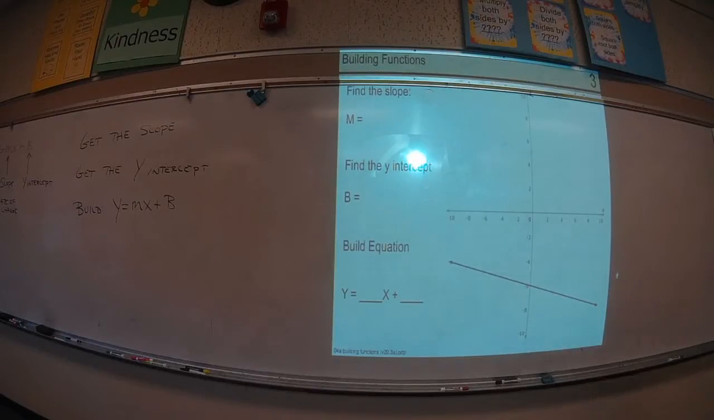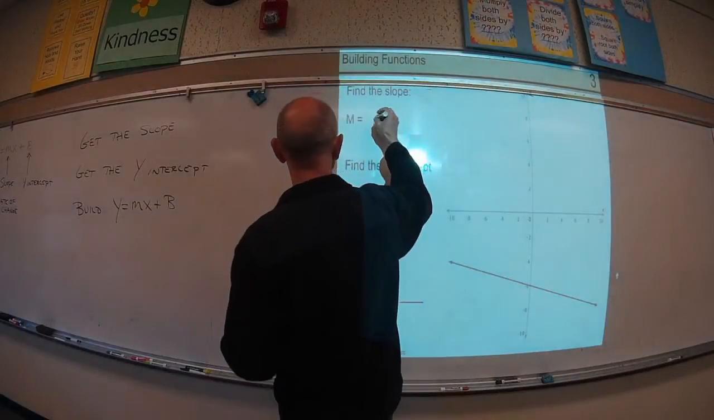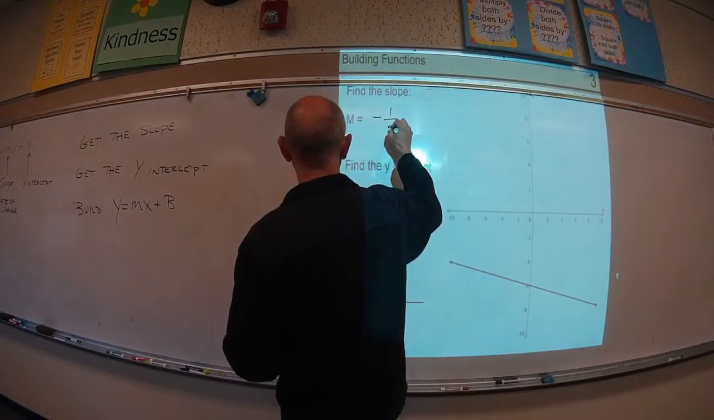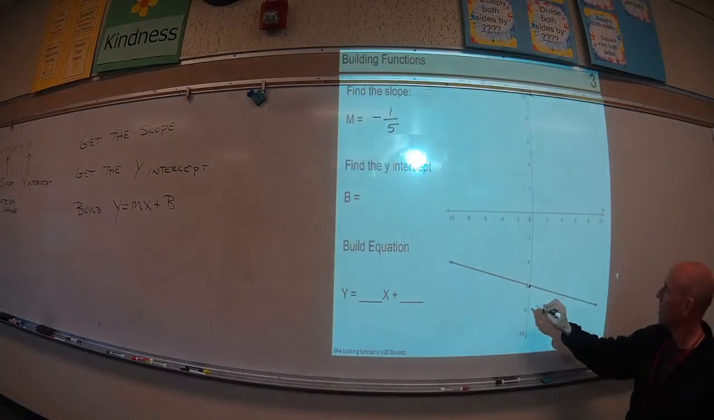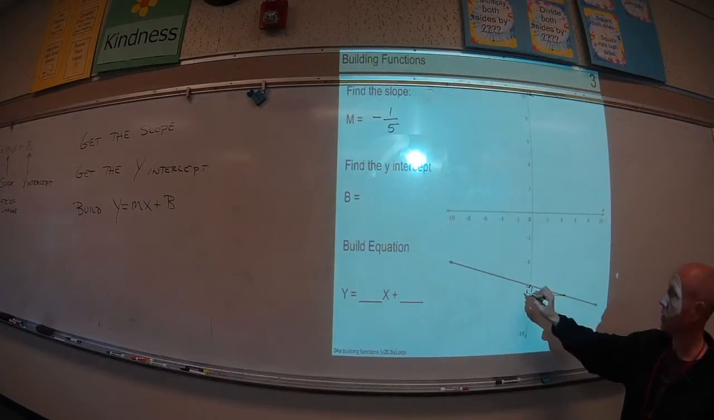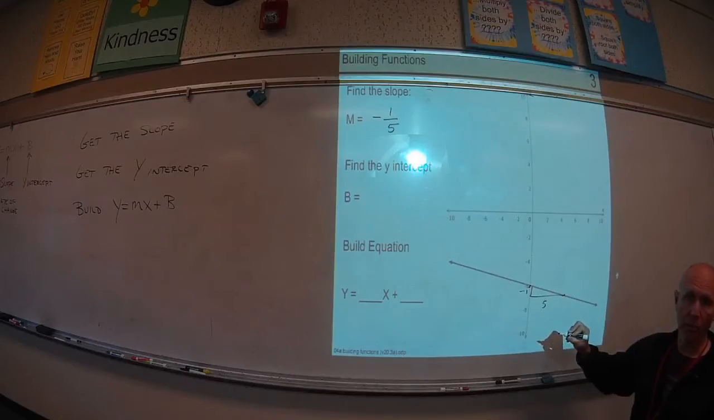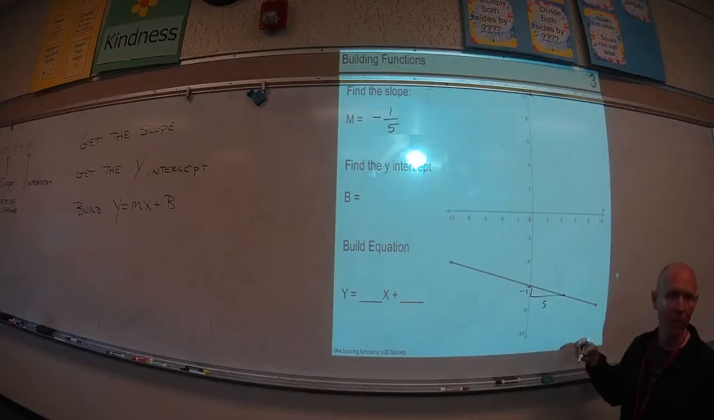You're building the whole equation. I'm just asking for the m. I have got the m as negative 1 over 5. How did I do that? Well, there's a good point. It looks like it's got a 1 over 5, but it's a negative, so it's a negative 1 over 5. Yes. Cool, because it's going downhill. If I put my name on it, my name's going down.